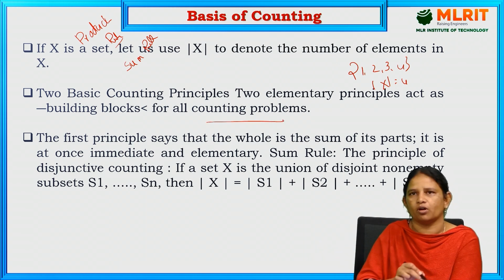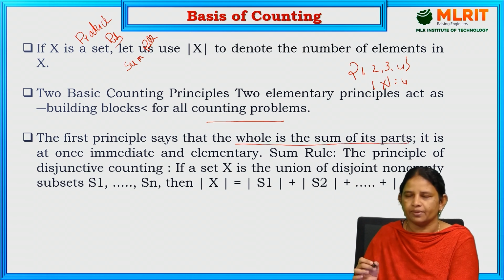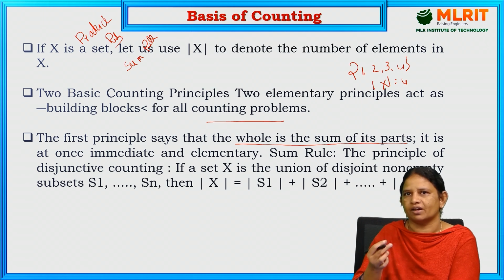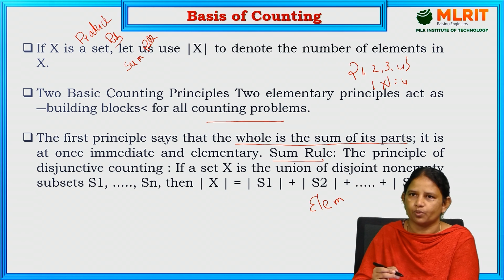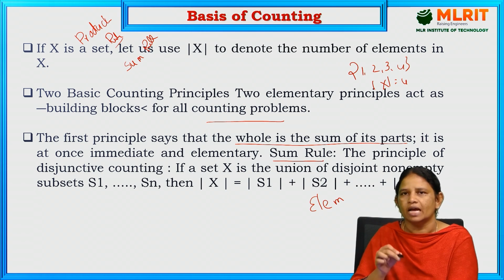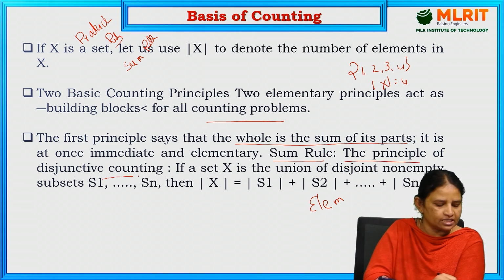We are using two basic counting principles, which are the basic building blocks in the case of all types of counting problems. The first principle says that the sum has two parts: one is an elementary sum, another is an elementary product. The elementary sum is called the sum rule, and the elementary product is called the product rule. The sum rule is the principle of disjunctive counting.